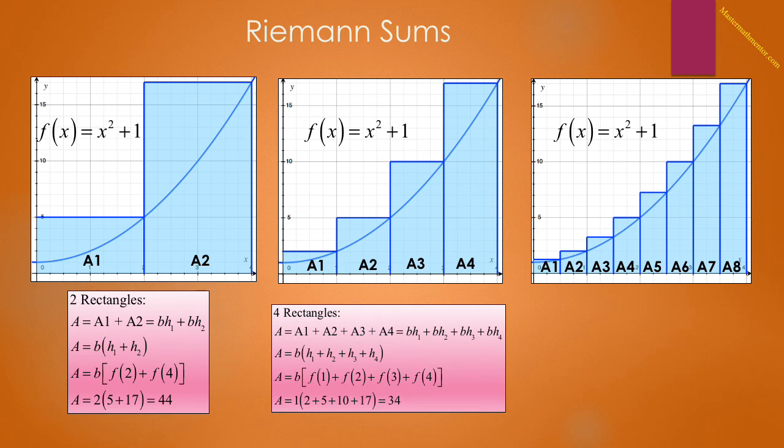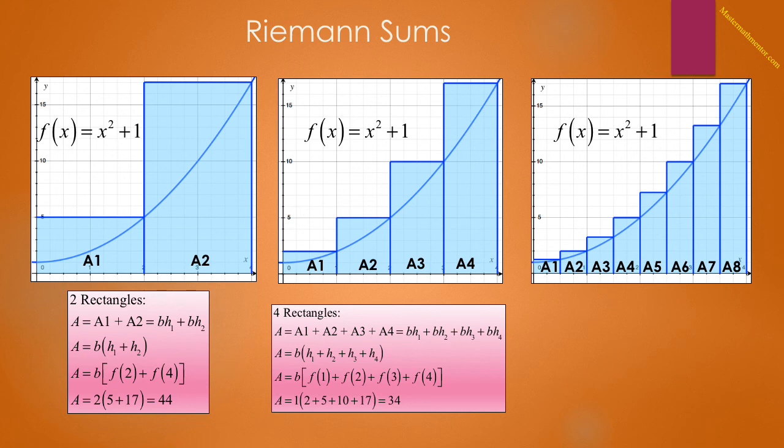Let's now do the same, but with 4 rectangles. A equals A1 plus A2 plus A3 plus A4, which is BH1 plus BH2 plus BH3 plus BH4. We can factor out the B and get B times the quantity H1 plus H2 plus H3 plus H4.